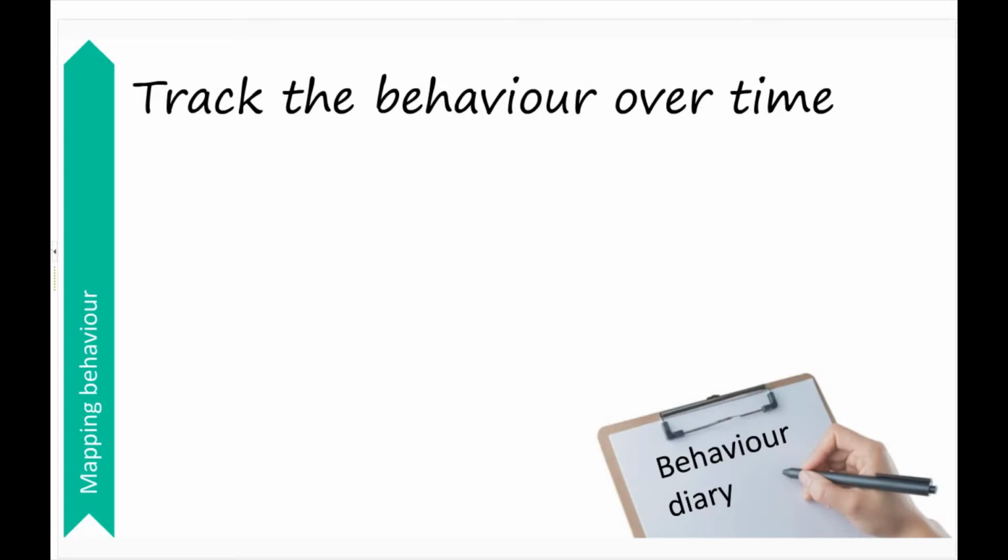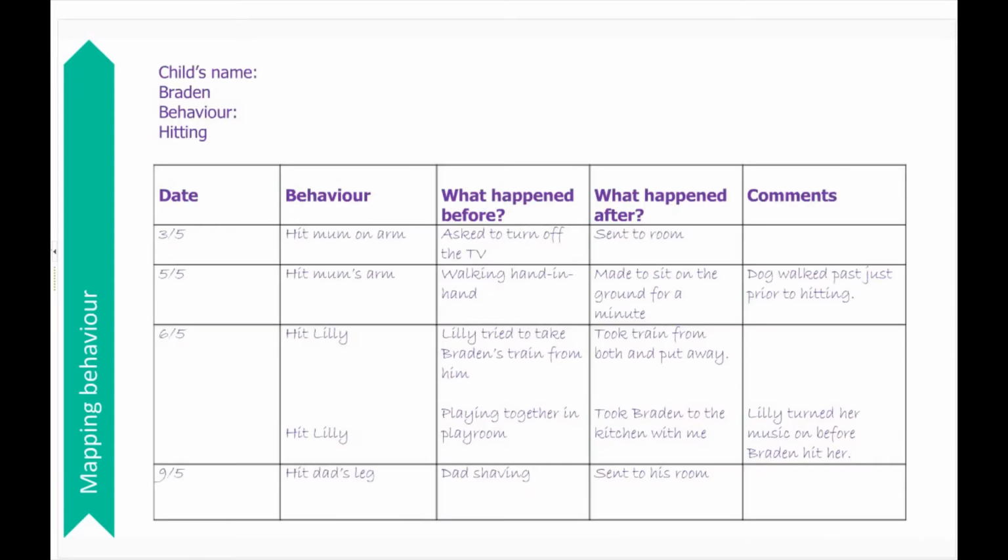The first option that you could consider is something called a behaviour diary. So this is a way of keeping track of your child's tantrums, and here's an example of what it looks like. What you do with the behaviour diary is you have a column for the date when the behaviour happened, a description of the behaviour, and some information about what was happening before, what happened after, maybe any other comments that you have, maybe who was there, or anything else that you think might be important.